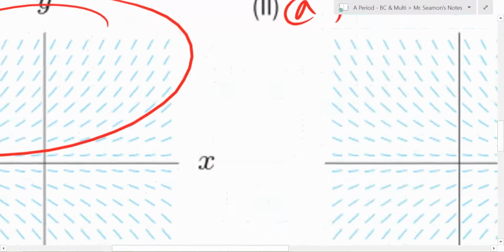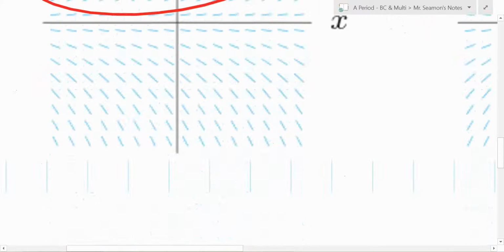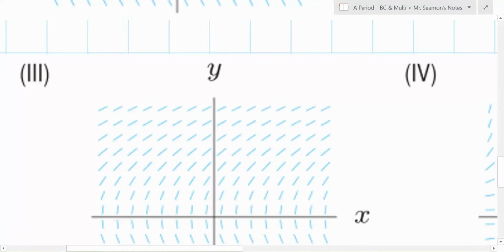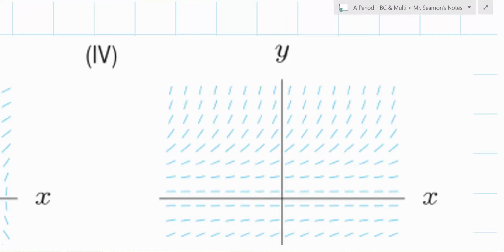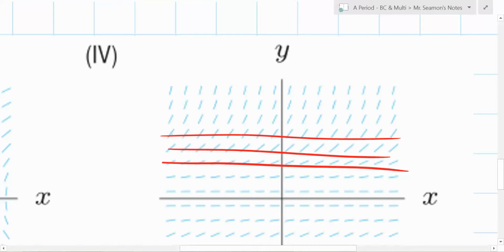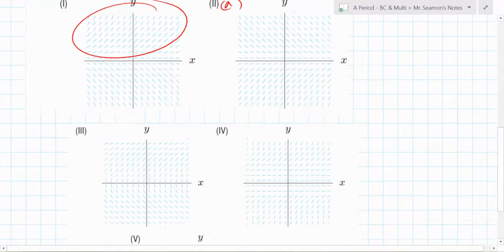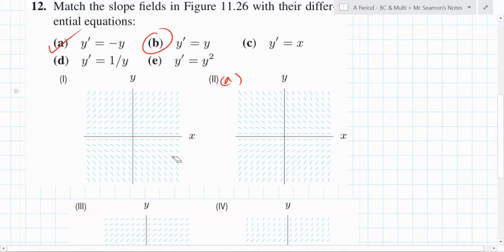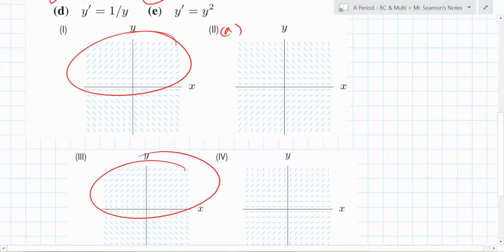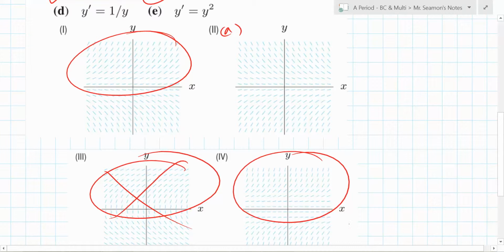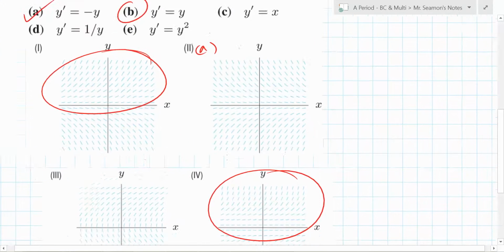So let's zoom in on this one. Does it look like they're all the same going across? What about this one? They kind of do. What about this one right here? They do look like they're all the same going across. And you also notice as y gets larger, the slopes have to get larger. Is that happening here? Yes. What about here? No. As y gets higher, does it increase? It does. So now we're down to these two right here.